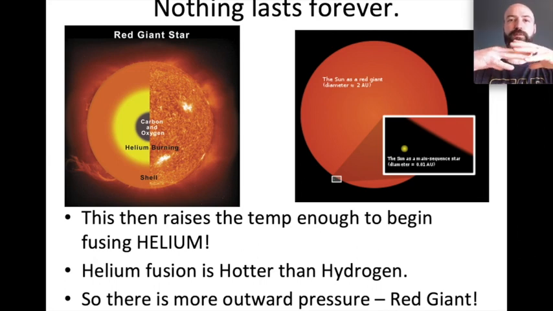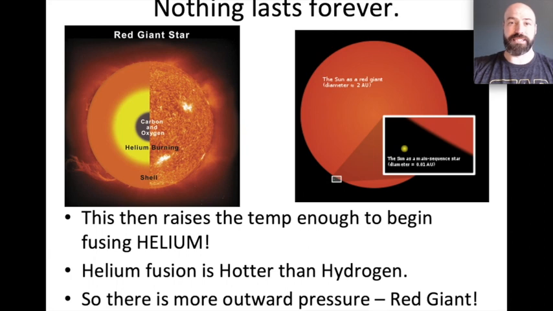And as you fuse larger atoms, the amount of energy produced is greater. So helium fusion is hotter than hydrogen fusion. There's more outward pressure. And remember, mass has been decreasing through this time. So we have less mass, more outward pressure. So gravity is lower, outward pressure is bigger. You get a red giant.